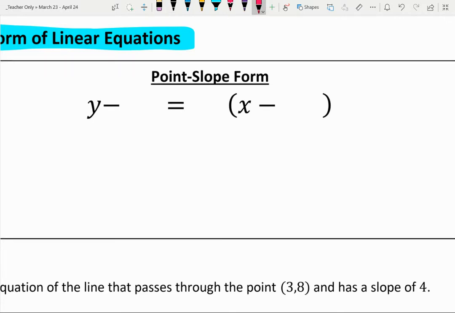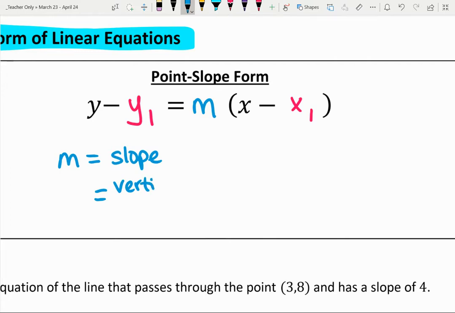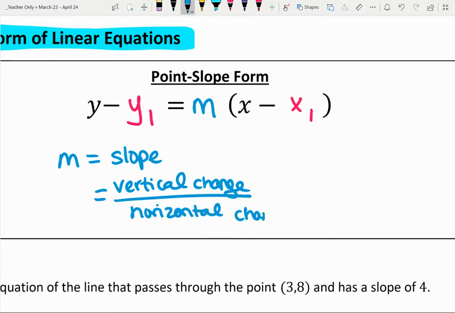What it looks like is y minus y sub 1 is equal to m times x minus x sub 1. Now that m is something you're familiar with, right? M is the slope of the line, which we know is the vertical change divided by the horizontal change. So that's the same as your slope-intercept form.